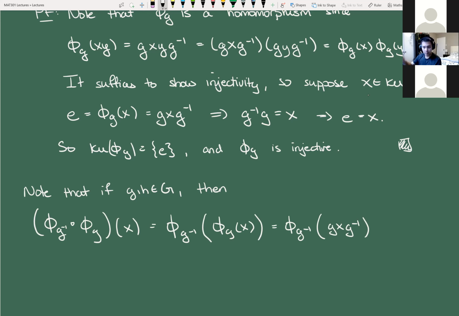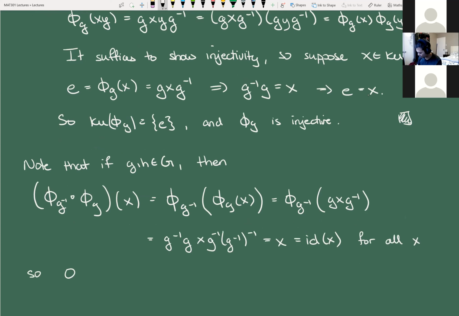Now I'm going to conjugate by G inverse. And so keep in mind, the order here is important. G inverse is going to go on the left, G inverse inverse on the right. But of course, G inverse inverse is just G. So everything here cancels out to give us X, right? And since this is true for all G and for all X, this tells us that phi G inverse compose phi G is the identity map. I.e. the inverse of phi G is phi G inverse. That's cool.